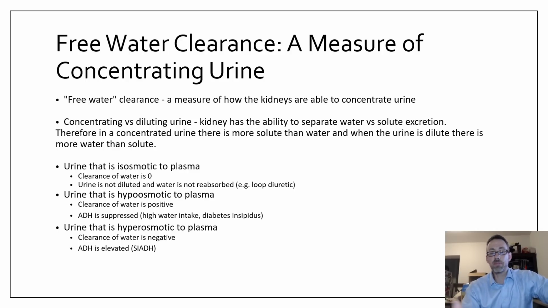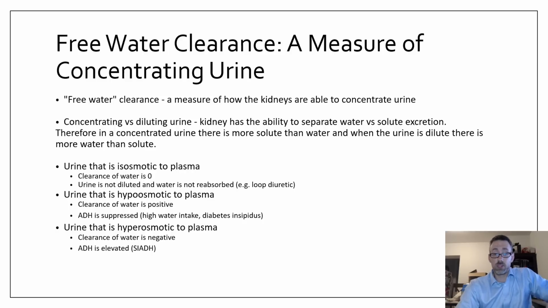Urine that is hypoosmotic to plasma, right? So this is one that would be very dilute. We call this the clearance of water is positive. We're removing some free water from the blood plasma, so we call it positive. And in this case, the ADH is suppressed. Right, because the ADH would otherwise reabsorb it, so we're losing the water, so ADH is suppressed.